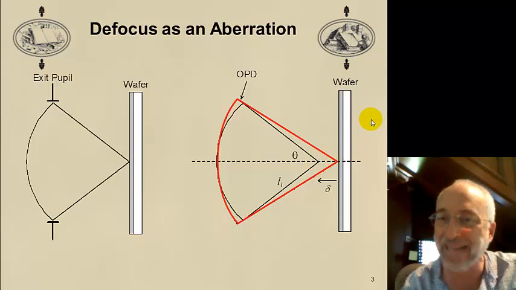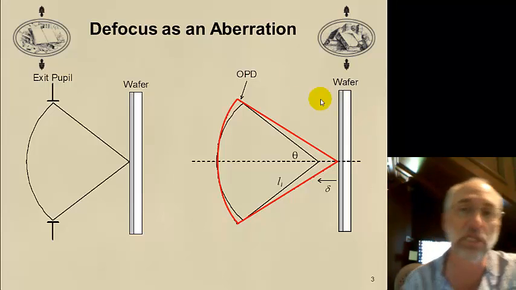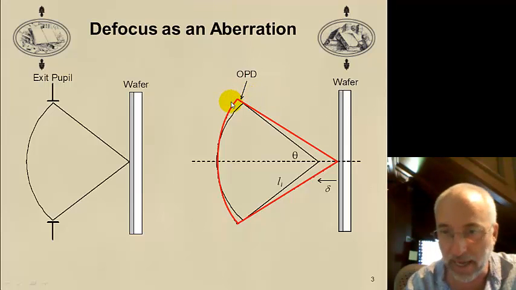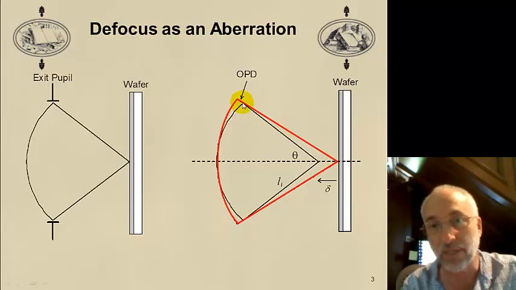So I can imagine what a wavefront would look like if it were to focus where my wafer actually is. So here in the red, I have created a new wavefront, my imaginary wavefront of what I would actually like to have happen. So here in the black, that's what actually happens. The red is what I want to happen. And there's a difference. The difference is the optical path length, optical path difference.